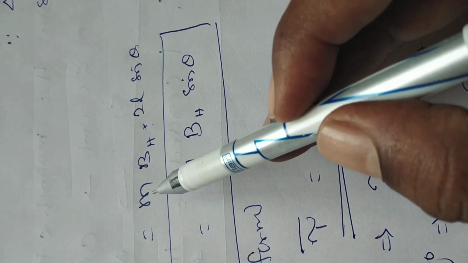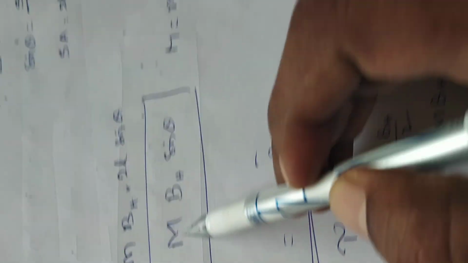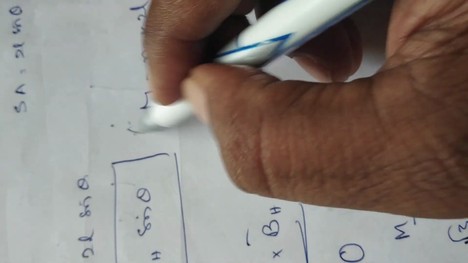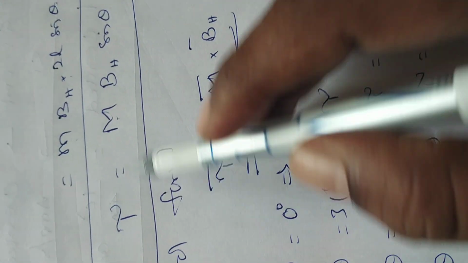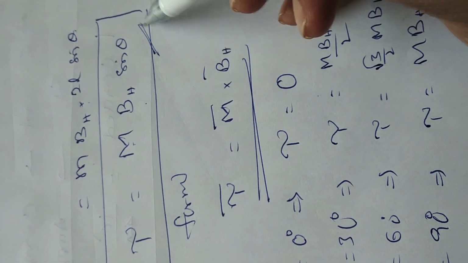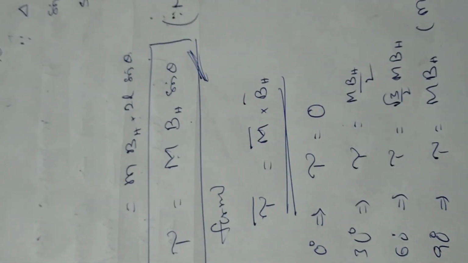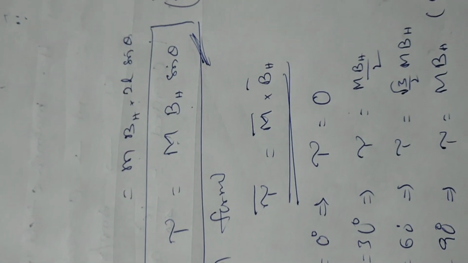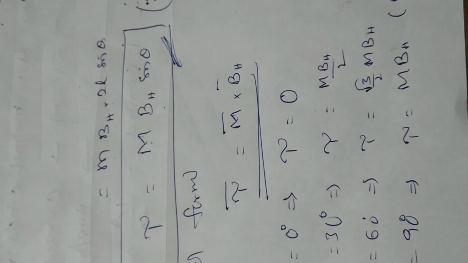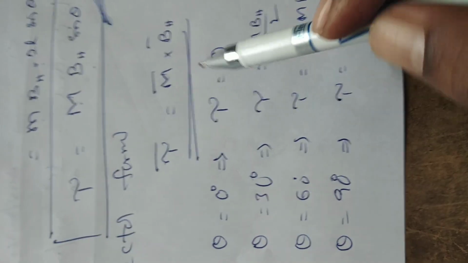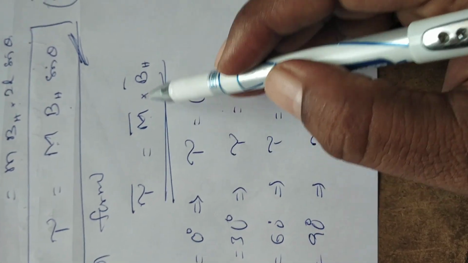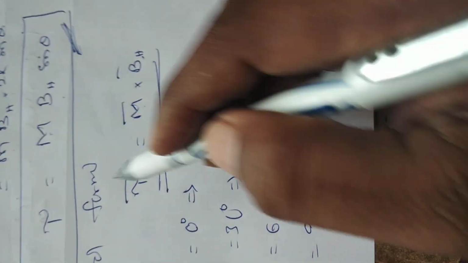Again, small m into 2L is equal to capital M, the magnetic moment. Since capital M is equal to small m into 2L, that's why torque tau is equal to MBH into sin theta. This is the general form of torque acting on the magnetic dipole which is suspended freely in the uniform magnetic induction field BH. The vector form of tau is tau bar equal to M bar cross B bar.